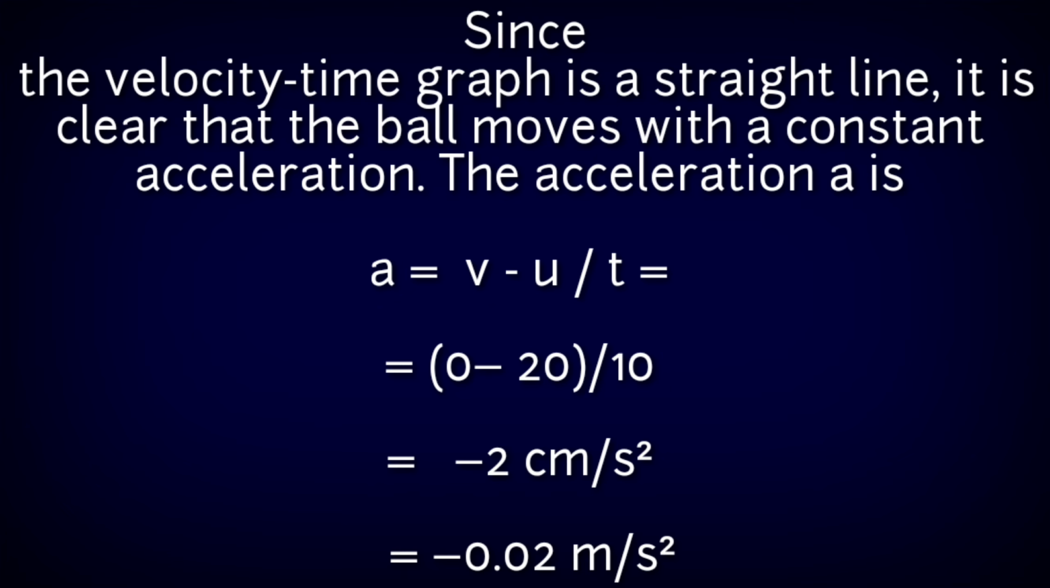But centimeter per second square is not the SI unit. So first we will convert centimeter per second square to meter per second square. This can be converted just by multiplying minus 2 by 0.01, so we get minus 0.02 meter per second square. Is it clear to everyone? We all know that 1 meter is equal to 100 centimeters. Clear to everyone? Okay. We got acceleration in the SI system.